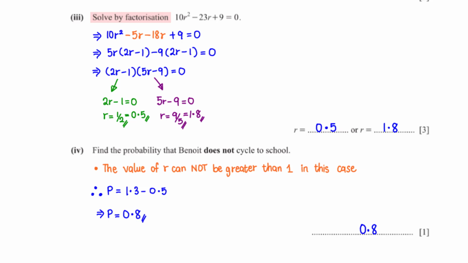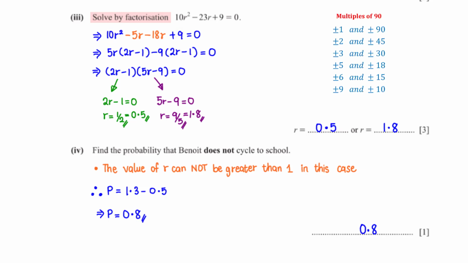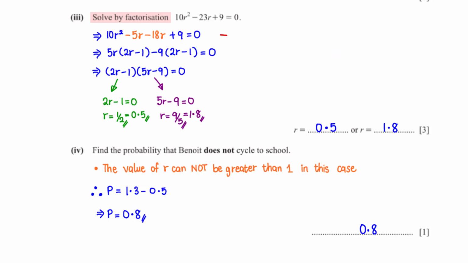Solve by factorization. 10r squared minus 23r plus 9 equals 0. First, we find the product of 10 and 9, which is 90. Then we list the multiples of 90 in this form. From this list, -5, -18 gives us -23. And so we rewrite -23r as -5r minus 18r.